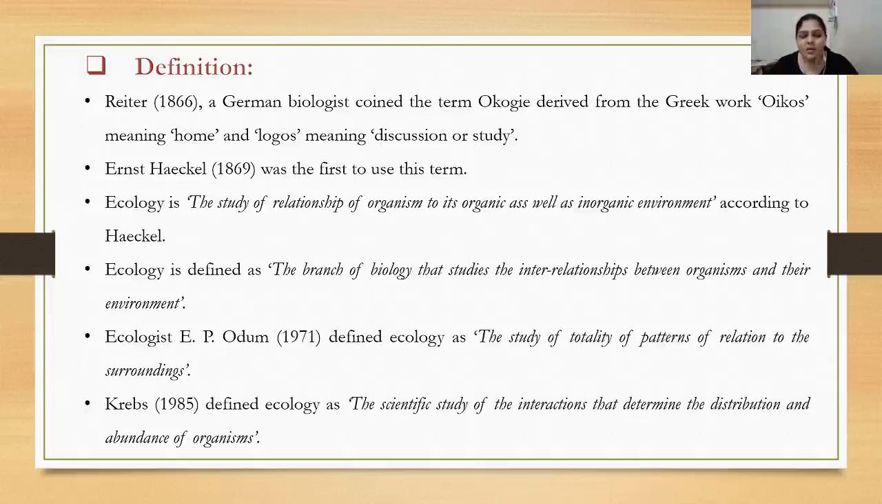Then again, the other definition of ecology is that the branch of biology that studies the interrelationships between organisms and their environment. According to Odum, in the year 1971, he defined ecology as the study of totality of patterns of relation to the surroundings. Krebs also gave the definition of ecology in the year 1985. According to him, the scientific study of the interactions that determine the distribution and abundance of organisms is called ecology. So, in simple words, we can say the relationship which an organism shares with its environment, or the interrelationship between the organisms and their environment, is called ecology.